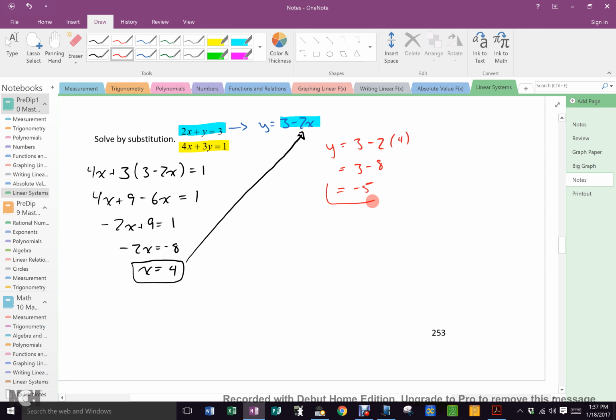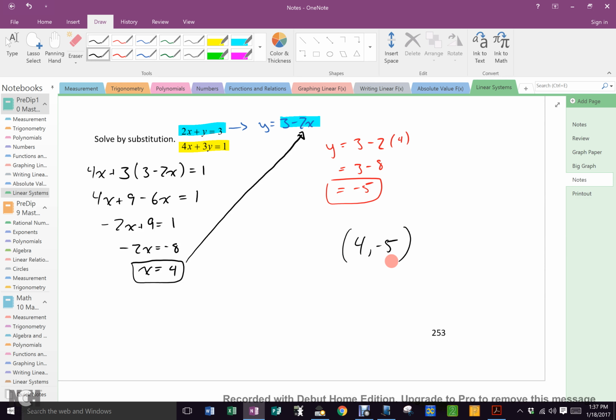What's my coordinates? 4, negative 5. Great. Everyone okay with it? Everyone feels they can do that one?